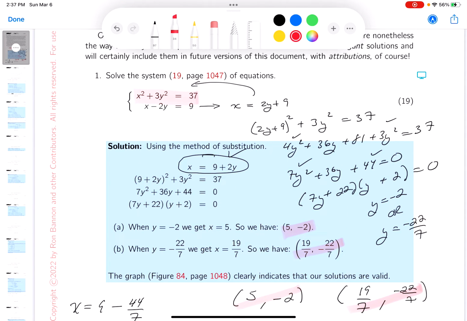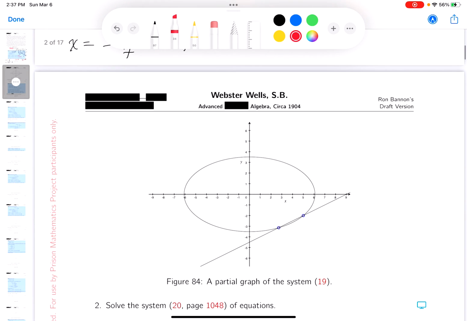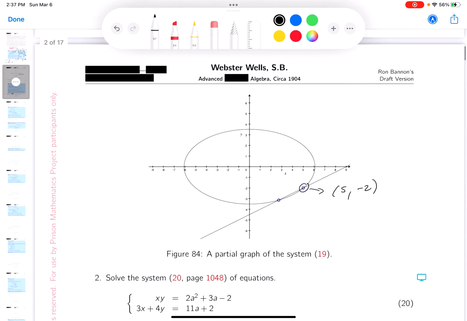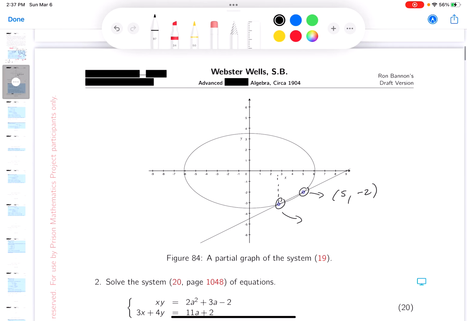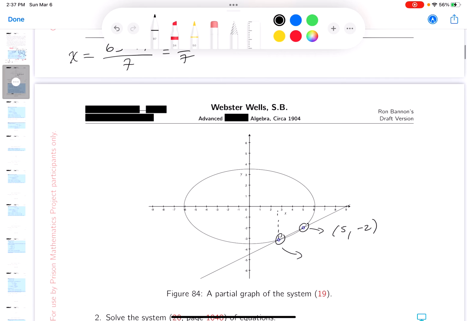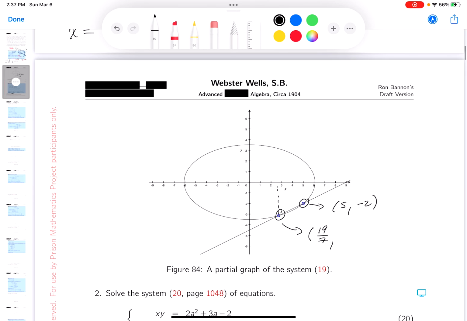I'm seeing this object, which really is an ellipse, and I'm seeing this object, a line. And I'm trying to visualize what this point is here. It's a point of intersection. Well, if you just look at the picture, it looks like 5, minus 2. Did we get that as an answer? Of course we did. What's the other point of intersection? Well, I don't think I could read that off because I really don't know exactly where that is. But I do know I just solved it, and that's 19 over 7, and minus 22 over 7.